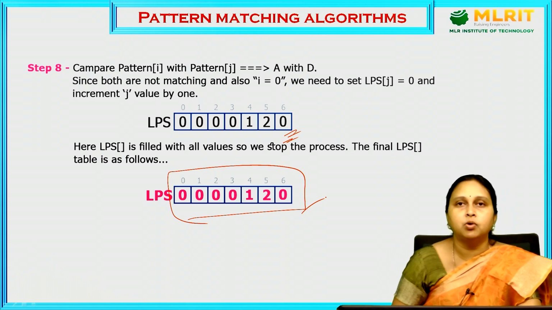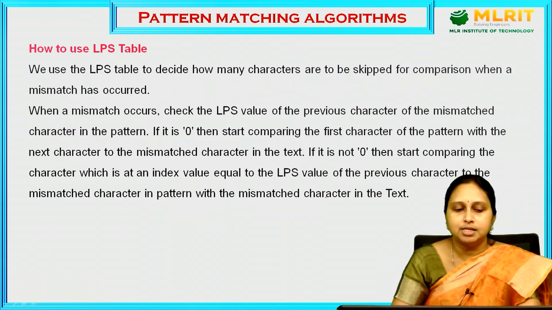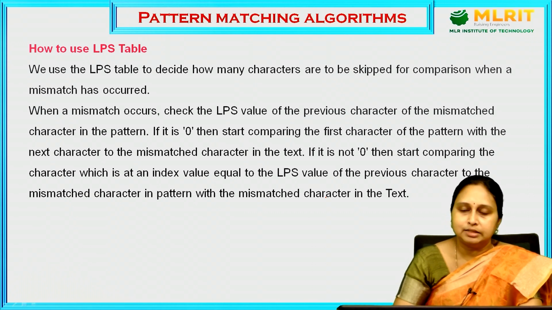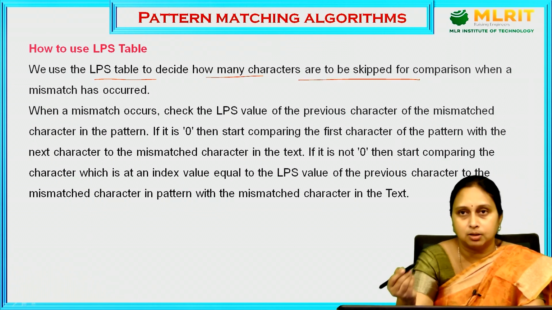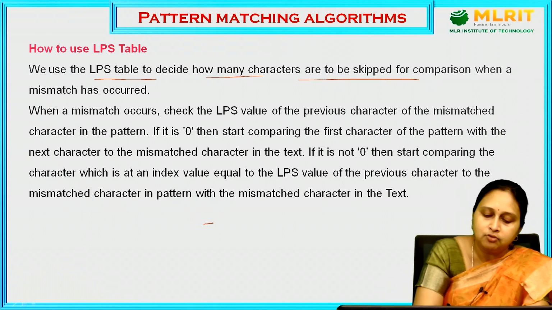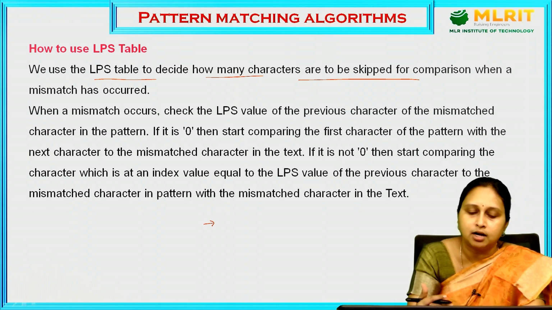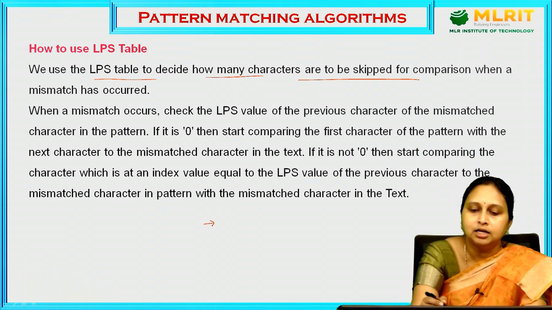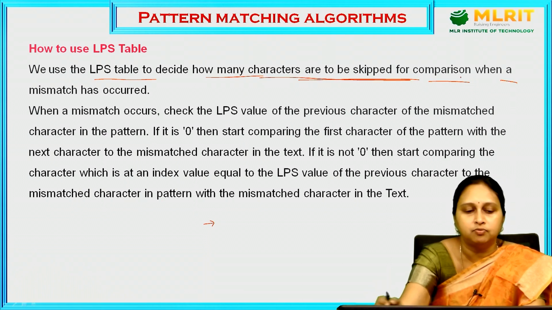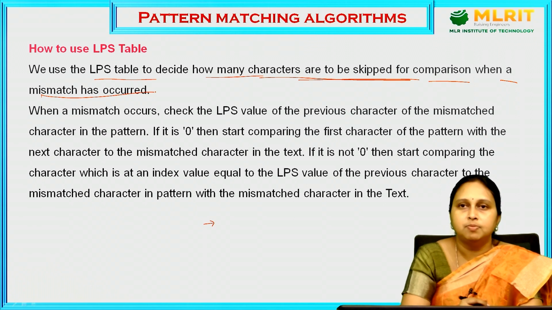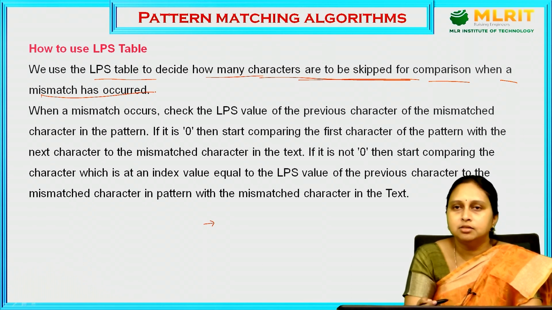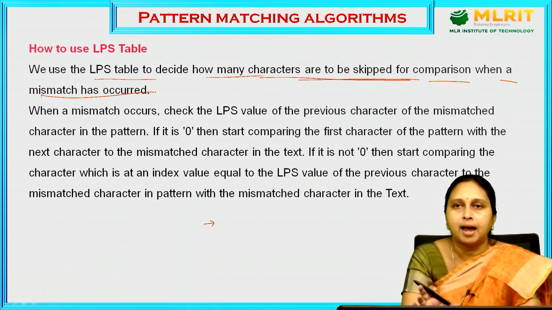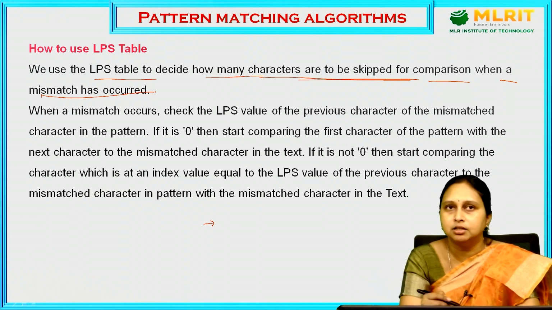Let us see an example and how to use this LPS table in KMP. Let us see what steps we are going to follow. We use the LPS table to decide how many characters ought to be skipped. As I said, in brute force we can move only one step and again start checking character by character. Here, when a mismatch has occurred, we need not skip only one character. We can skip some characters and move the pattern to a particular position. That can be done in KMP.